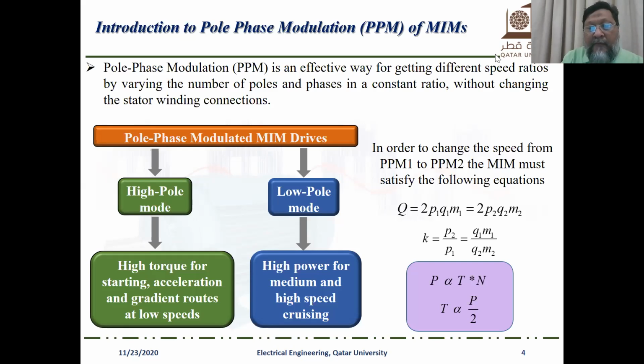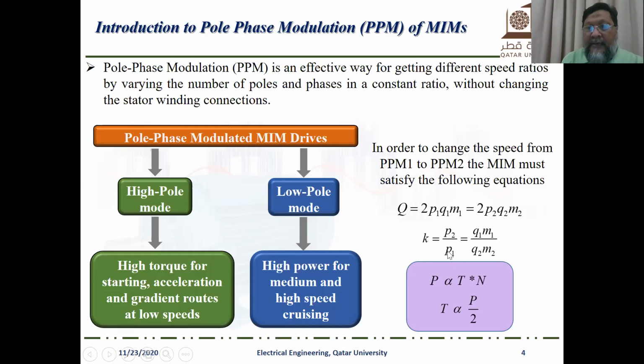In order to change the speed from pole phase modulation 1 to pole phase modulation 2, the multi-phase induction motor must satisfy the following criteria. That is, the number of slots should be equal to 2 into P1 into Q1 into M1, where P1 is the number of poles in the first configuration and P2 is the number of poles in the second configuration. Q1 is the number of slots per pole per phase. M1 is the number of phases in the first configuration, and M2 is the number of phases in the second configuration. The ratio of the two poles is termed as K, and it is P2 by P1.